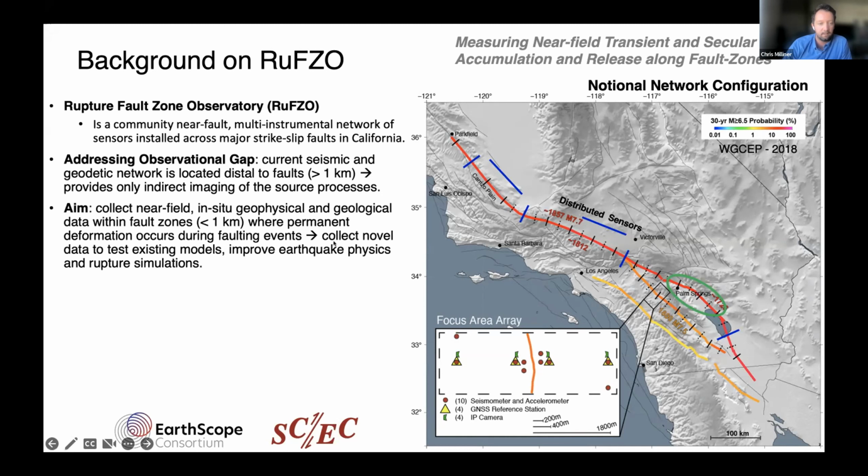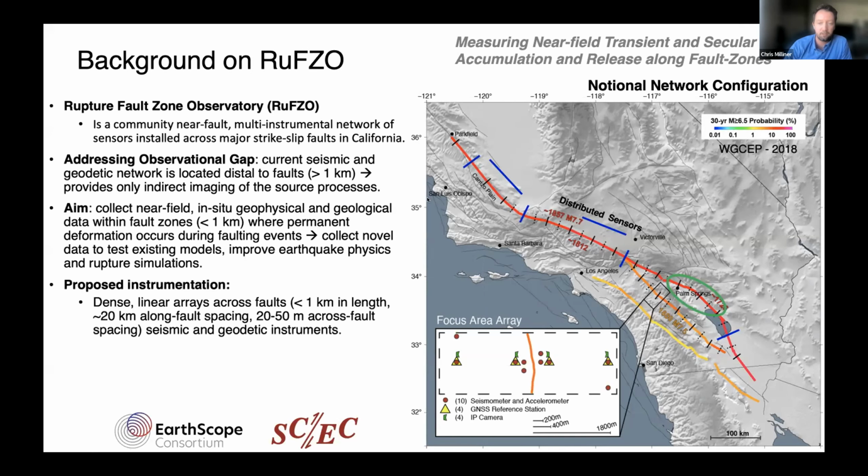So the idea is to try and collect novel data to test existing models, and improve earthquake physics and rupture simulations. The proposed instrumentation, as I said, is still in development, but the idea at the moment is to have a number of dense linear arrays oriented across the San Andreas and San Jacinto that are less than 1 kilometer in length, spaced about 20-30 kilometers along strike of the faults, with a dense array of sensors within each array.